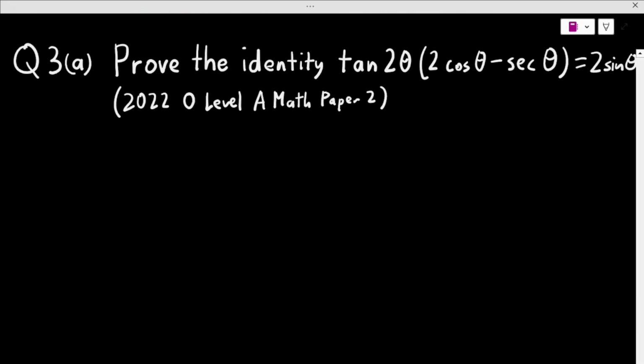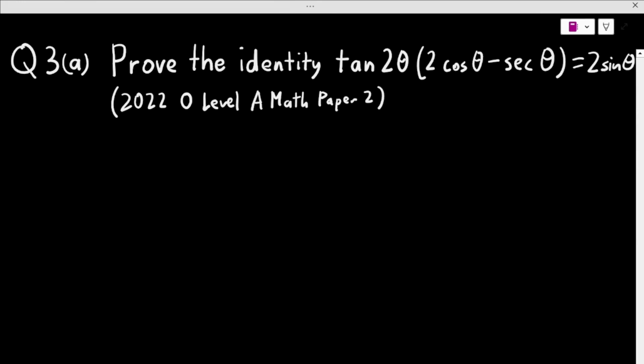Next problem, we are going to be proving this identity from the 2022 O-Level A Math Paper 2. We are going to prove that tangent of 2 theta times 2 cosine theta minus secant theta is equal to 2 sine theta. So, first things first, let's figure out which side to work from. Well, the left-hand side is a lot more complicated, so let's start from there.